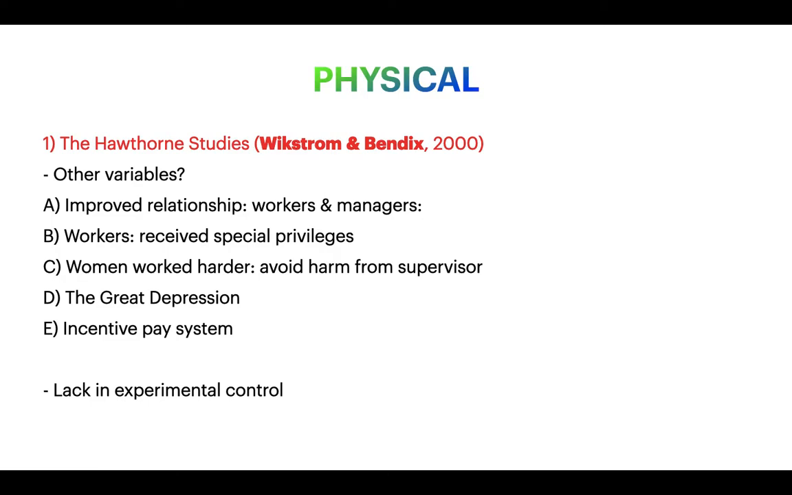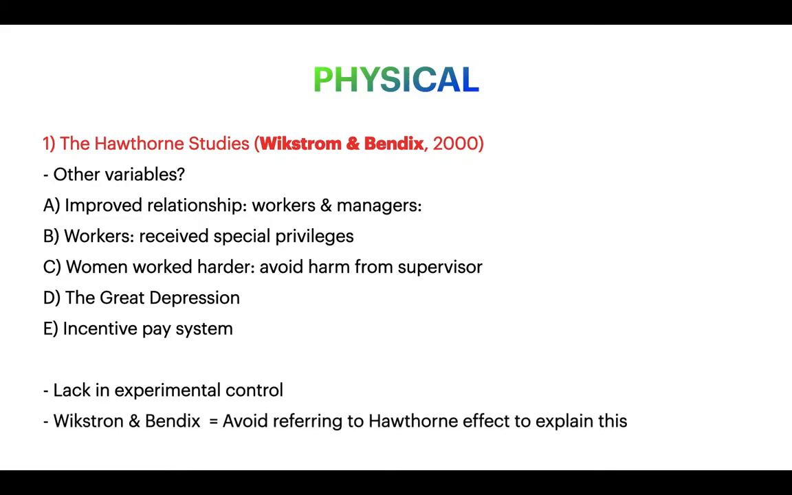So all of these alternative explanations do not support the Hawthorne effect. The Hawthorne effect is purely that if someone is observing you, then you're going to change your behavior. But actually, there are a lot of other factors at play. It could be relationships, it could be that the economic situation was bad, and so people worked harder in difficult conditions because they had no choice. They wanted to make sure they had money. There was also a lack of experimental control in the original Hawthorne studies, and Wickstrom and Bendix avoid referring to the Hawthorne effect to explain this. So some people think that the Hawthorne effect exists, but Wickstrom and Bendix show that actually, not really. There are a lot of different reasons why people's productivity can be affected.